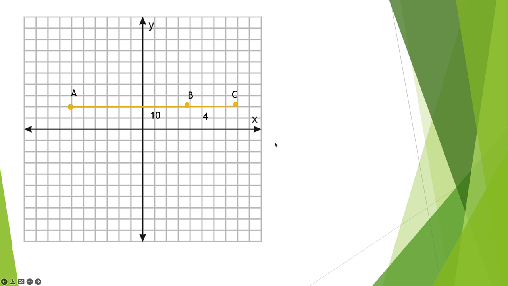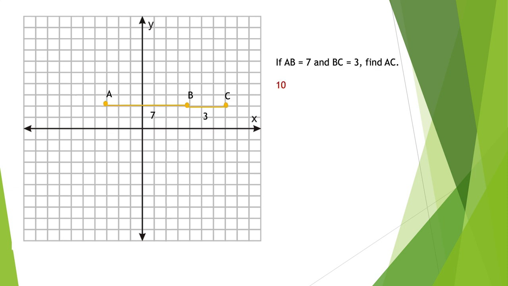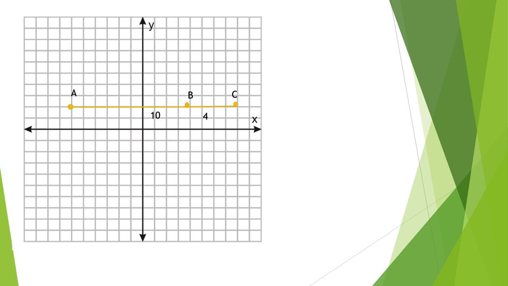So write a statement. Let's go back to the other one. The statement that I wrote here was if AB is 7 and BC is 3, find AC, which we said was 10. So you write a statement for this guy. Go ahead.